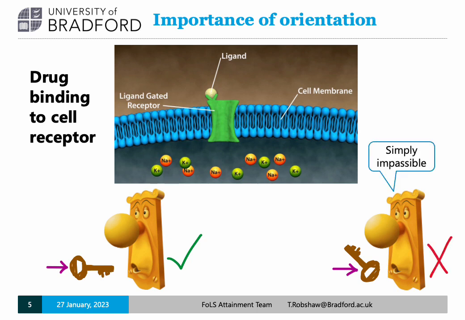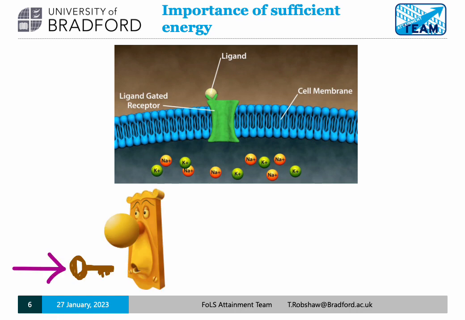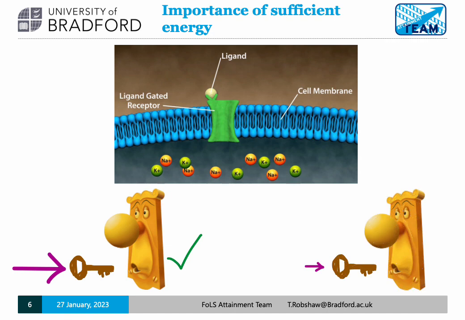It's called an unsuccessful collision. Furthermore, it has to bump into the receptor with enough energy, i.e. quickly enough for the reaction to proceed. So if the reactants are going too slowly, they will just simply bounce off each other rather than unite, and again the collision is unsuccessful.